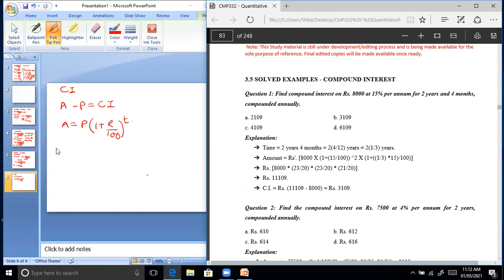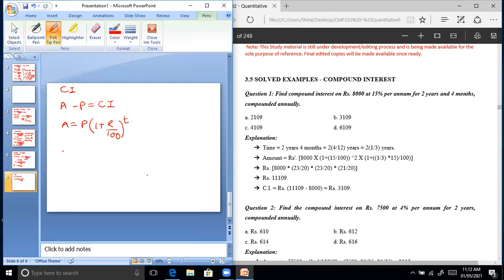Find the compound interest of 8,000 at 15% per annum for 2 years and 4 months compounded annually. So time is given as 2 years 4 months, so this is divided by 12, and you will get 2 and 1 by 3 years. So amount equals, we have to find the amount, 8,000 is the principal amount given. So 8,000 into 1 plus R, that is 15 by 100, raised to 2.